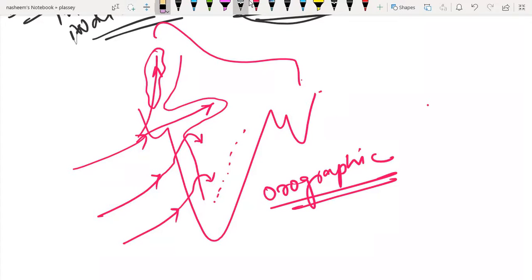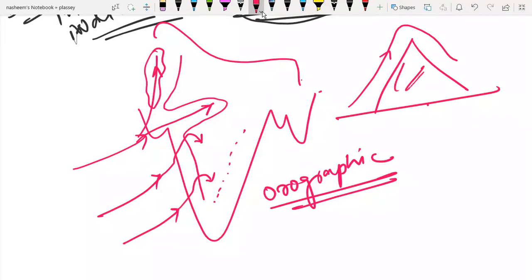So what is orographic rain? Orographic rain is basically rain that is caused when the air rises up. When the air rises up a mountain, it cools down, and here it forms clouds and it causes rainfall.